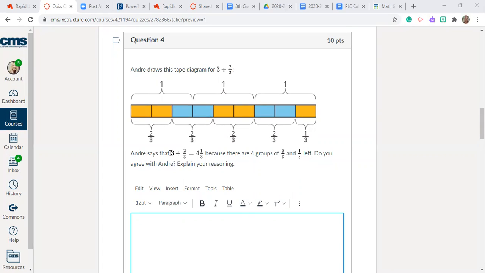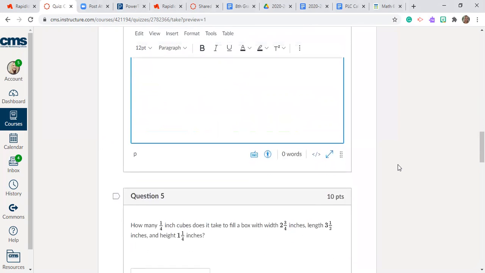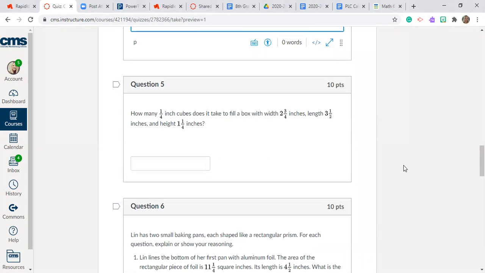So if you don't know where to begin, I would start by checking his work and doing the math here. Is this correct? Go ahead and pause and do the work. Question number 5.